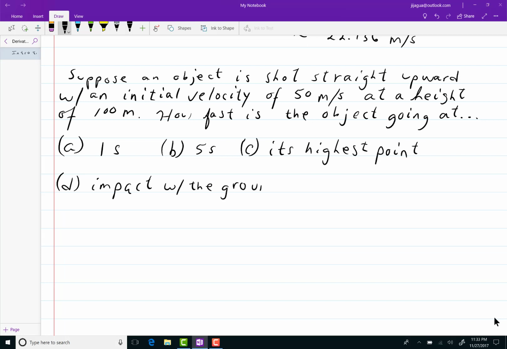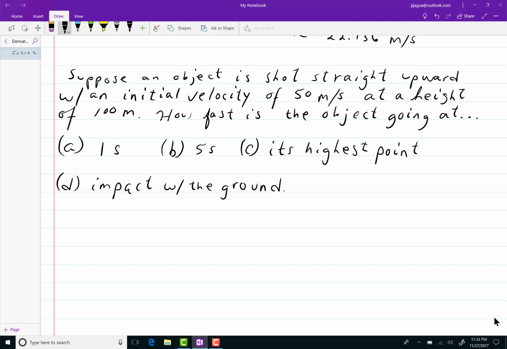By the way, I used to get confused on this last part. When it hits the ground, I always said it was 0 meters per second because it's sitting around, but that's not what we're looking for. How fast is the object going at the moment of impact? It is traveling at that moment. How fast is it going?